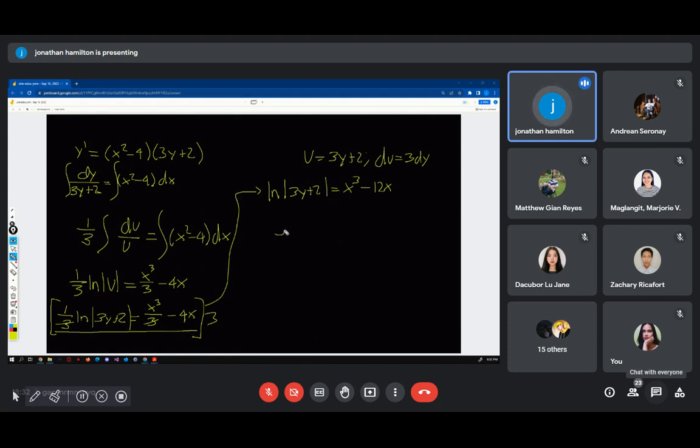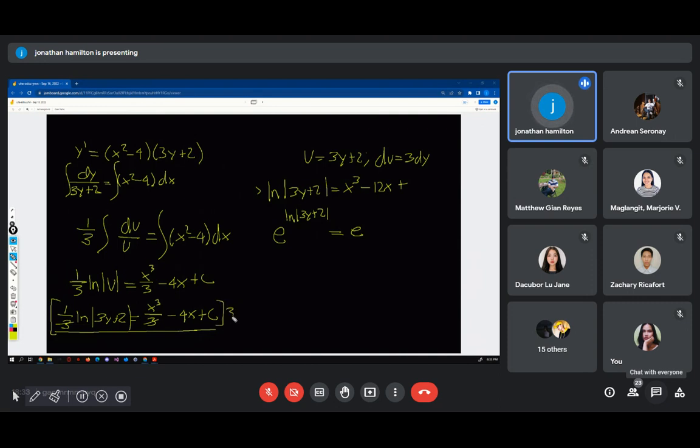So we could say, in term, we say e raised to the value of ln of 3y plus 2 is equal to e raised to x cubed minus 12x plus c din, guys. Okay, so now I know limot, guys. So before ani, plus c. Di nato ni siya dapat malimtan.